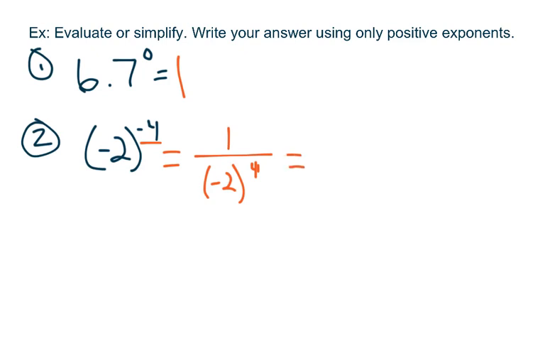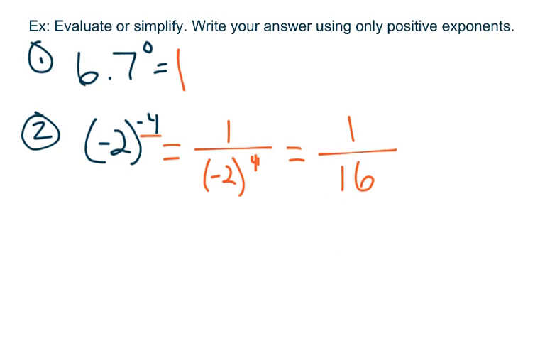(-2) to the 4th power, that's like -2 times -2 times -2 times -2. If I have 4 negatives, that actually becomes a positive. 1 stays in the numerator, and (-2) to the 4th power is 16. Okay, so 1 over 16 is your answer for number 2.